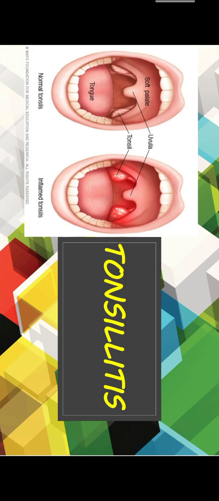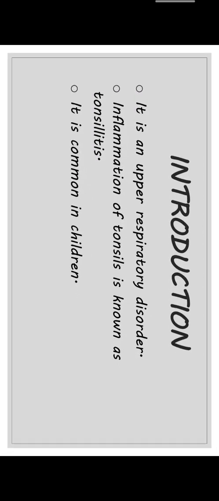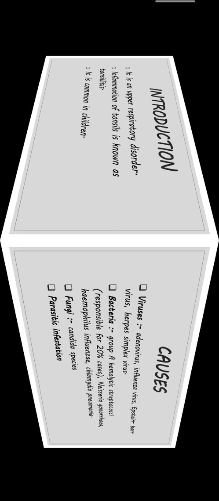Firstly, what are tonsils? Tonsils are the two lymph nodes located on each side of the back of the throat. Tonsils function as a defense mechanism and help prevent the body from getting an infection. Introduction: when tonsils become infected and inflamed, that condition is called tonsillitis. Tonsillitis is an upper respiratory disorder and it is common in children.